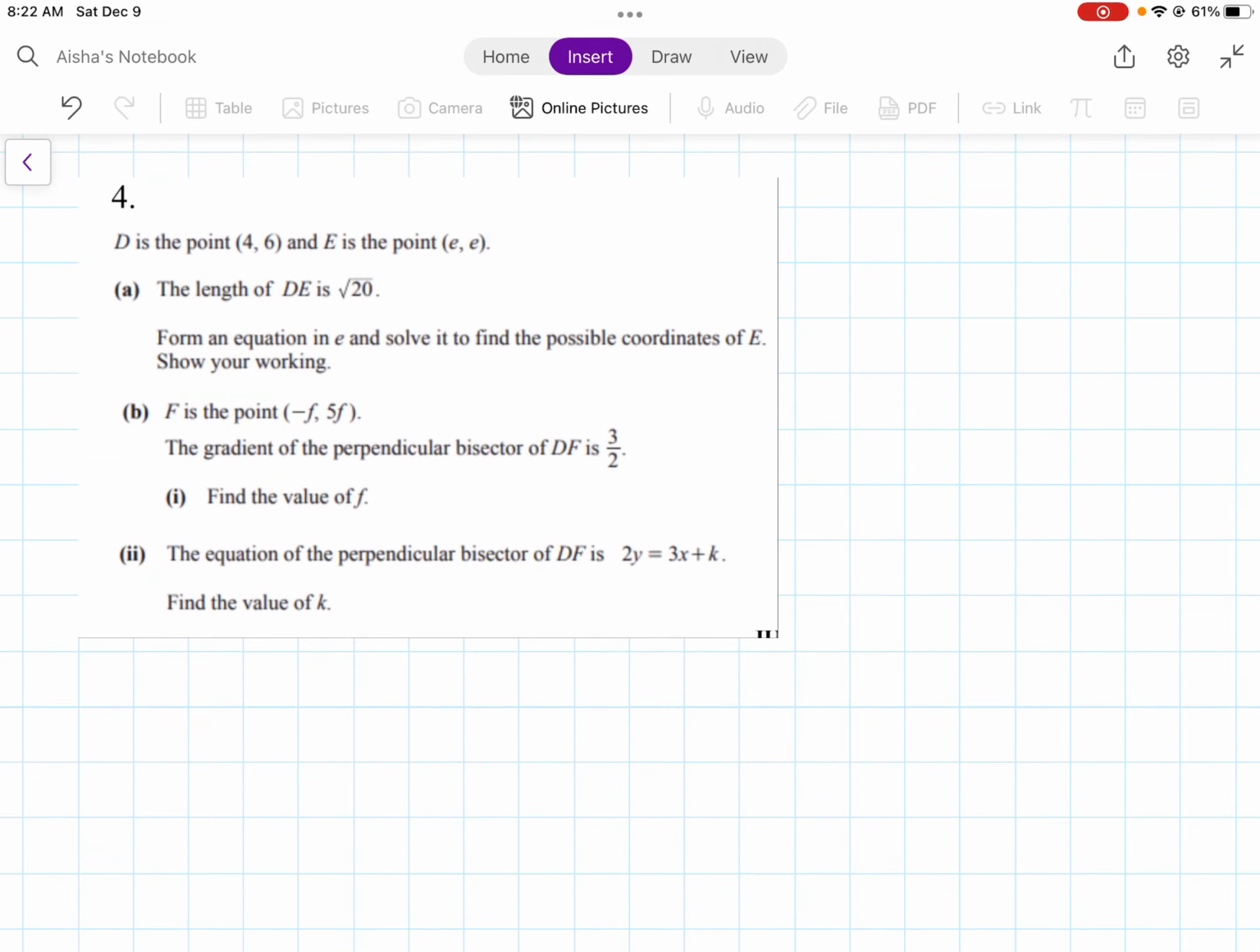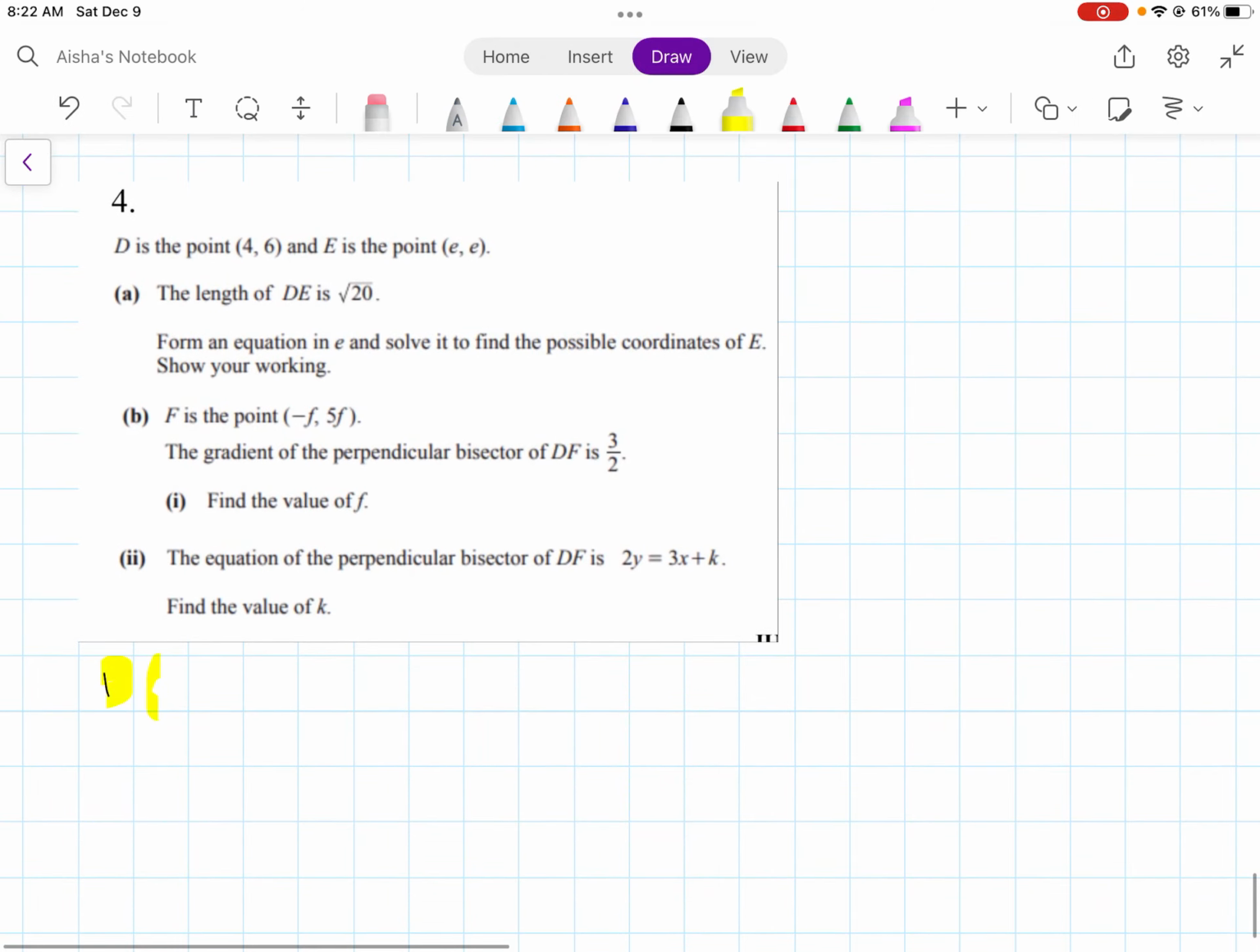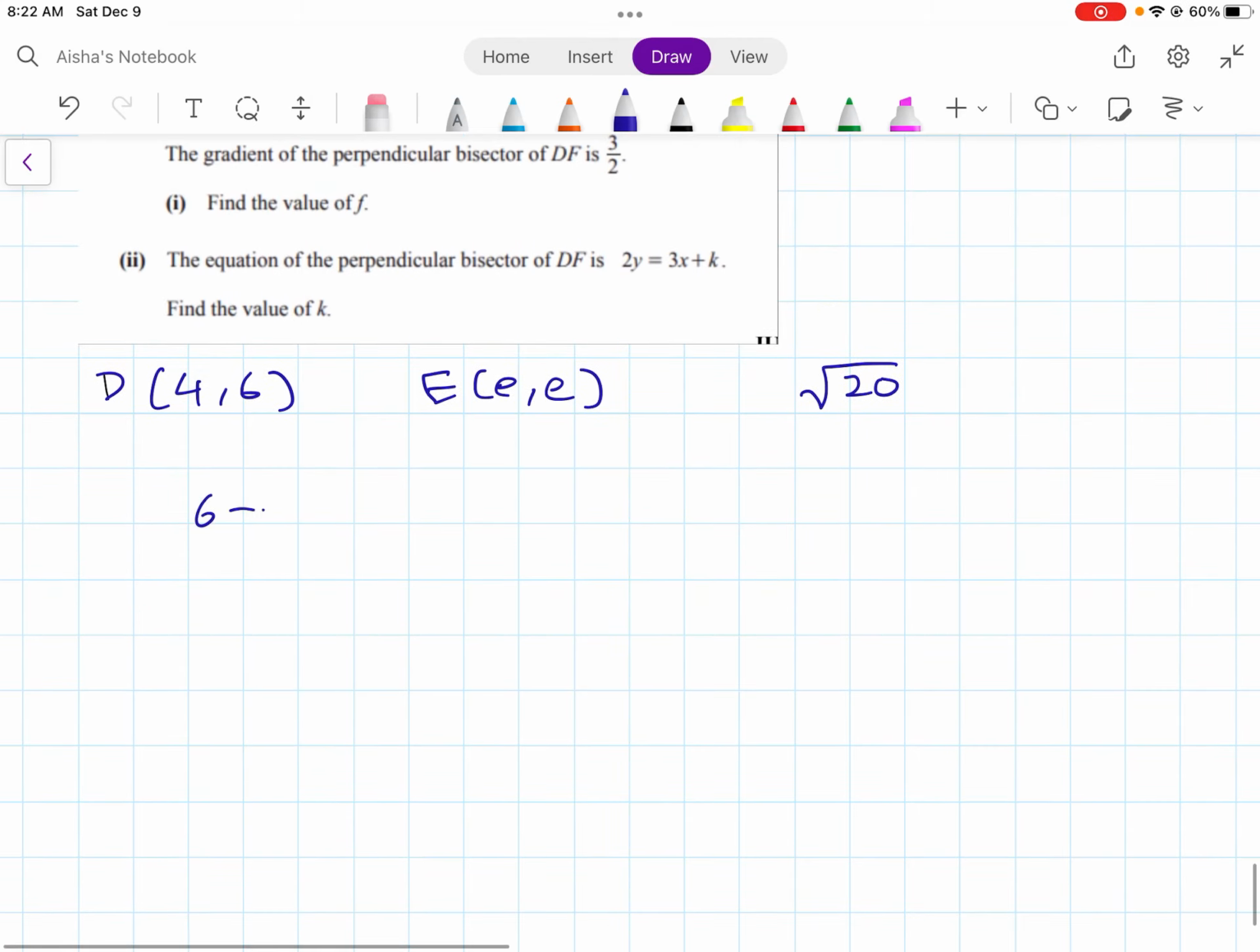Next question is, the length of DE is root 20. So D is (4, 6) and E is (e, e). And length is root 20. So (6 minus e) the whole square plus (4 minus e) the whole square. I've used x2, y2 minus y1.